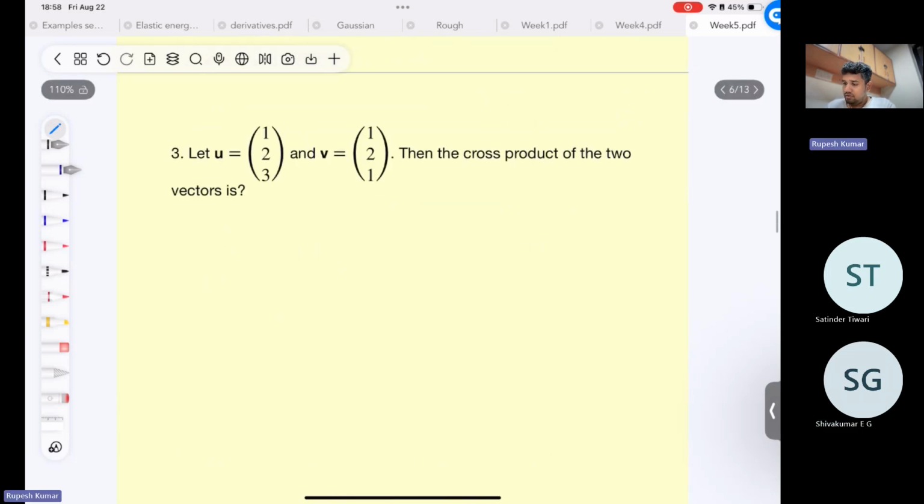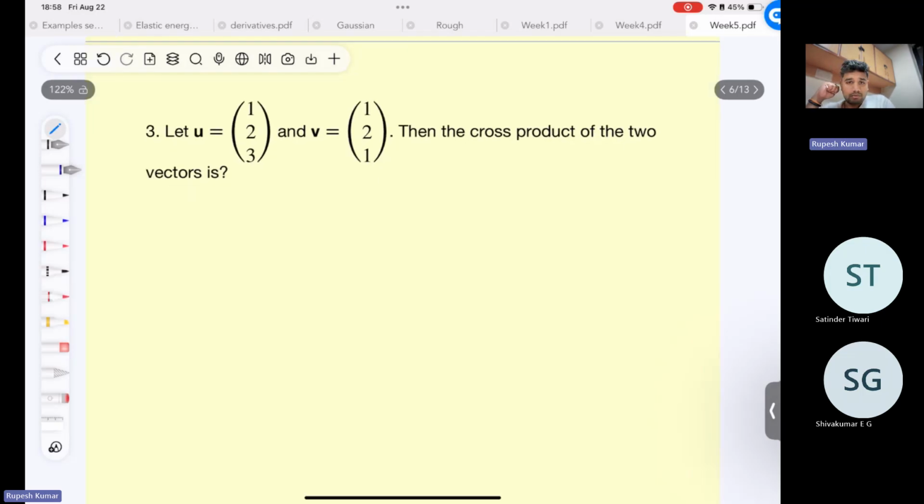Thank you very much. So let's move on to question number 3. Let's say U equals 1, 2, 3 and V equals 1, 2, 1. Again, these are two vectors. Then the cross product of these two vectors is needed. This is a simple problem of cross product. We all know the formula for cross product in 3D space.